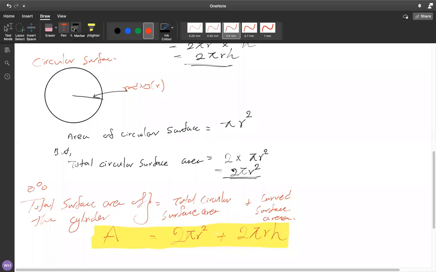So it becomes 2 phi r squared, and then you have to consider the curved surface area, which is a rectangle. The parameters respectively, the breadth is the height of the cylinder and the length of it is the circumference, which is 2 phi r.